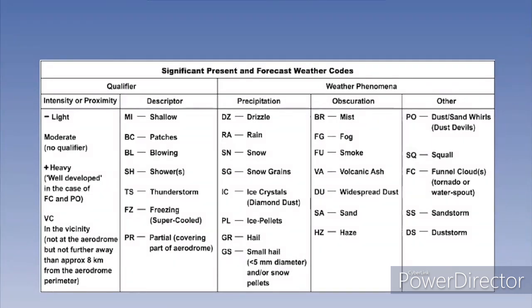Let's consider the code if we have a light shower of rain. We use the following symbols and letters to represent this. Light, shower, of rain. This means that a light shower of rain is affecting the location at the time of observation.